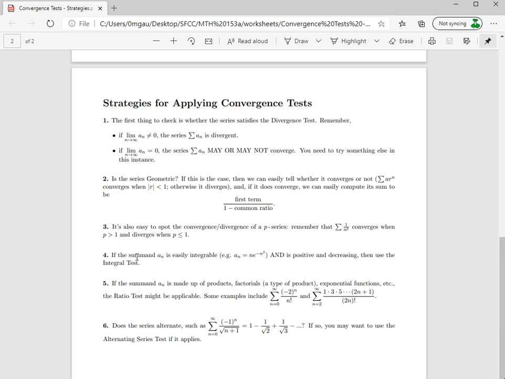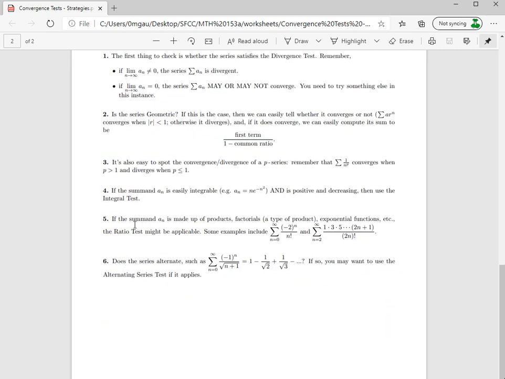Now, moving on, is the summand a sub n easily integrable? Something like a sub n equal to n times e to the negative n squared. The antiderivative here is very easy to find just using a substitution. And is a sub n positive and decreasing? If these two conditions are satisfied and the integral is relatively easy to compute, then you might want to consider using the integral test.